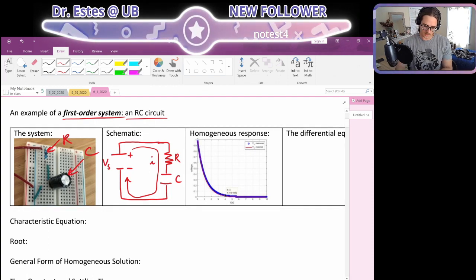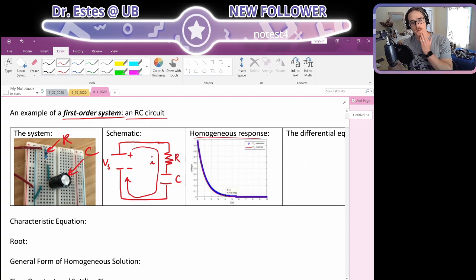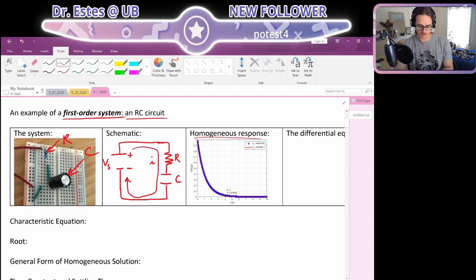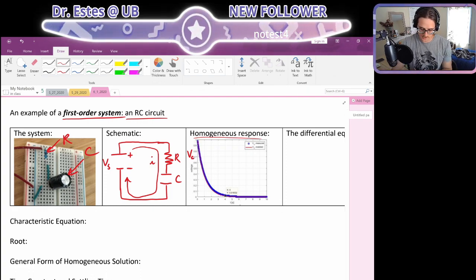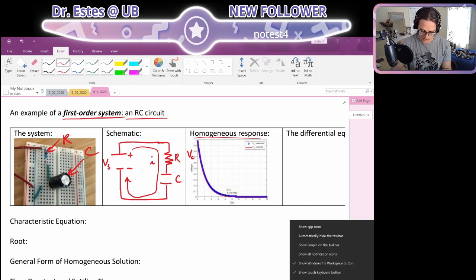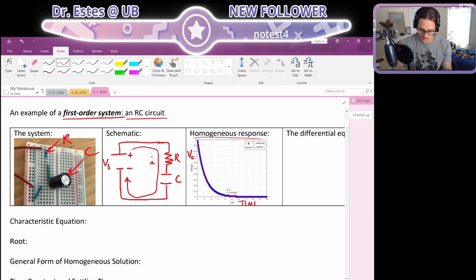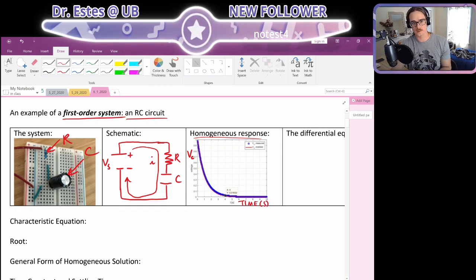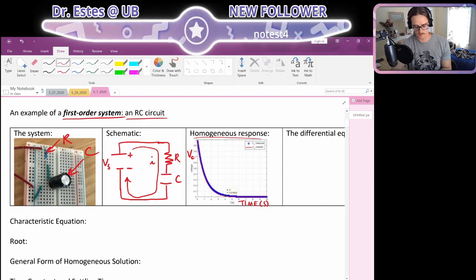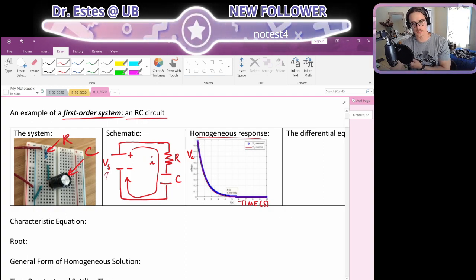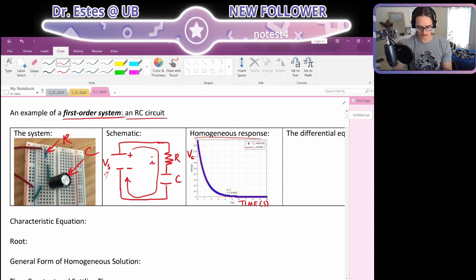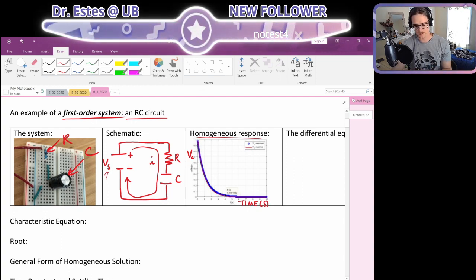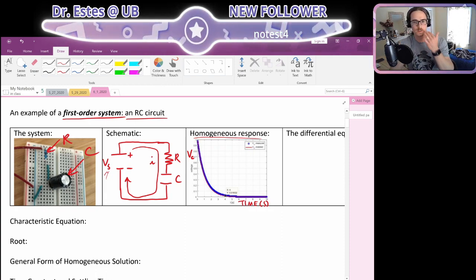And here is the homogeneous response. So this vertical axis is the voltage across the capacitor, and this horizontal axis is, if my pen will write, time in seconds. So if you charge the capacitor up to 1 volt and then you just set the source voltage equal to 0, then the capacitor voltage drains like this in an exponential fashion.